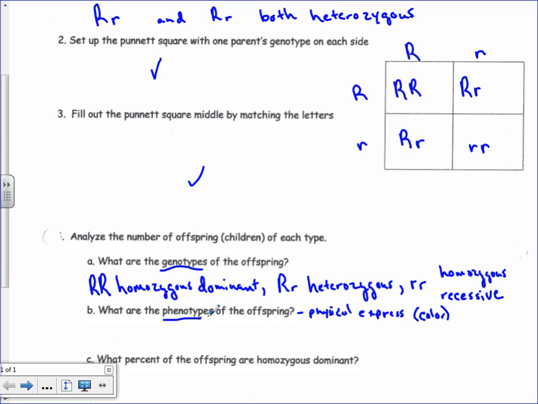So what are the phenotypes of these offspring? Well, we get both phenotypes. We will get both red and white.